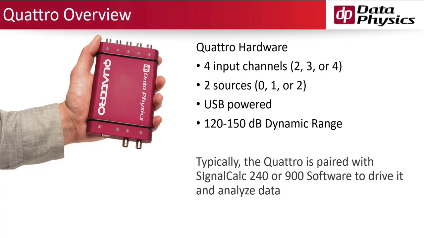So traditionally and historically, our QUATTRO has always been paired with our SignalCalc 240 or SignalCalc 900 software. But this is an API that lets you integrate the QUATTRO acquisition and sending a signal through the QUATTRO output into your own application. So you don't have to interface through SignalCalc, you're dealing directly with the QUATTRO hardware itself.